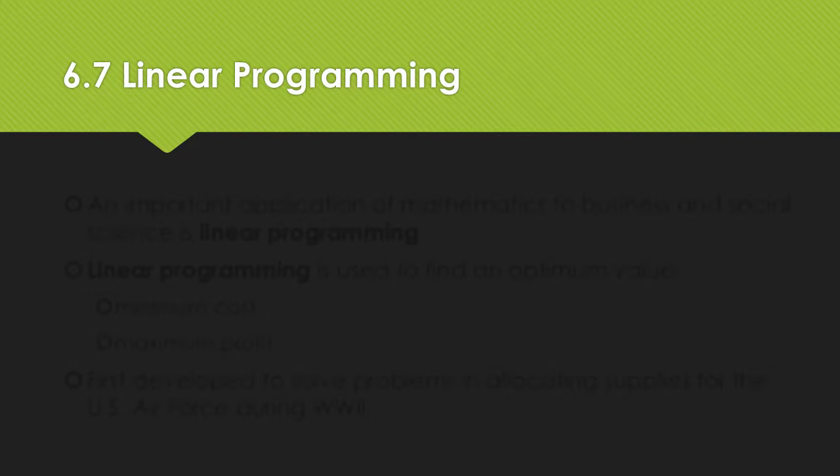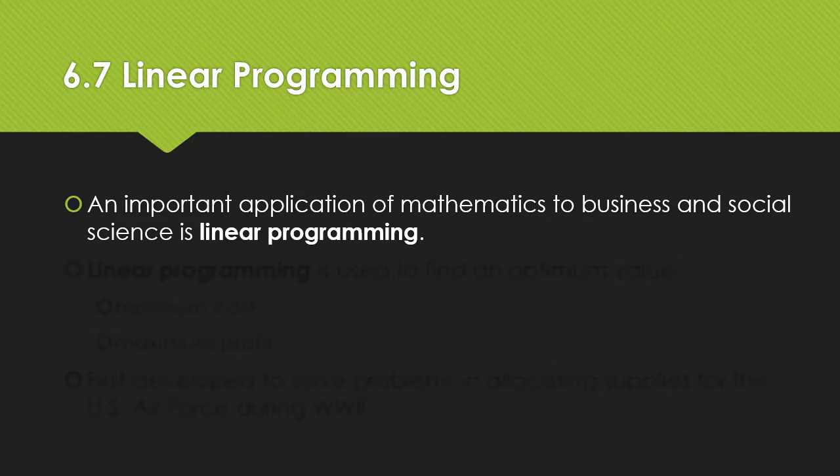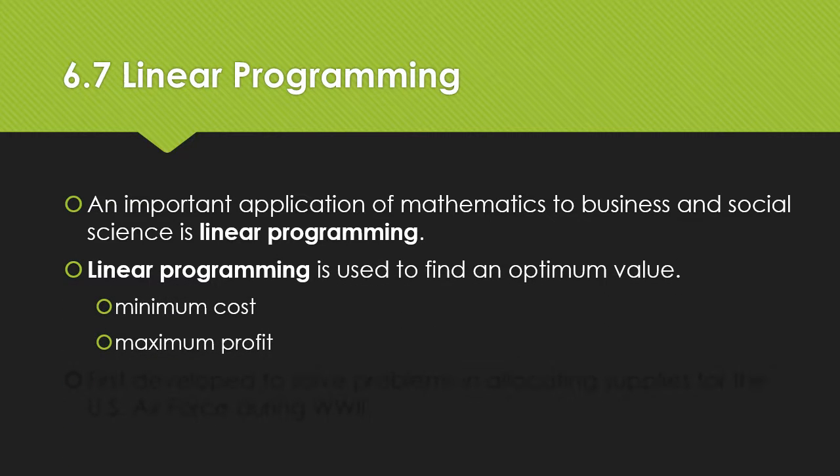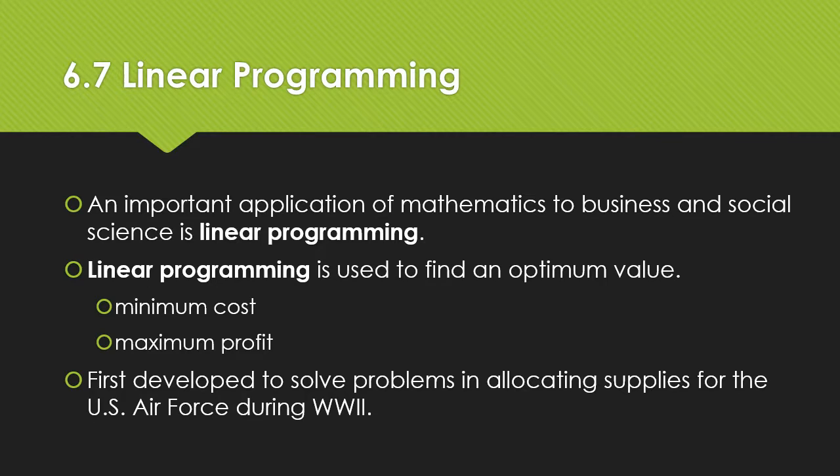I'm going to slide into something called linear programming. This may seem like a change of subjects, but it's really not, because the whole reason we talked about linear inequalities is that we are going to use those to do the linear programming. An important application of mathematics to business and social science is called linear programming. It's used to find an optimum value, a maximum or a minimum. We want to minimize the cost of production of something. We want to maximize the profit on the sale of something, and that's what it's used for. It was first developed to solve problems in allocating supplies for the Air Force during World War II. So it's been around for a while.